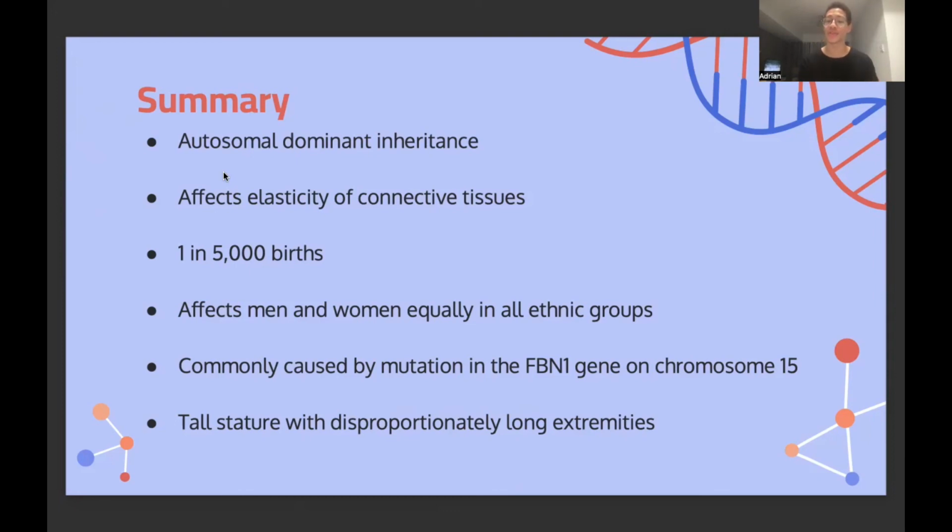This is commonly associated with a mutation in the FBN1 gene on chromosome 15. We talked about this in the question slide. I believe Monserrat has also talked about this. Fibrillin 1, keep that in mind. That's most likely going to be the cause. And lastly, we have some clinical features or manifestations here. Tall stature with disproportionately long extremities, fingers, toes, and stuff like that. But that's about it for our presentation.